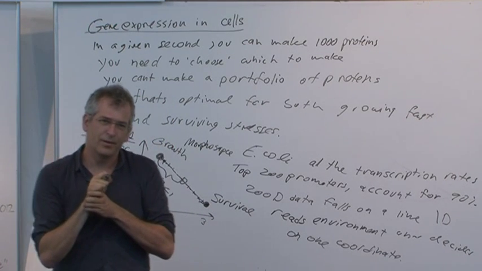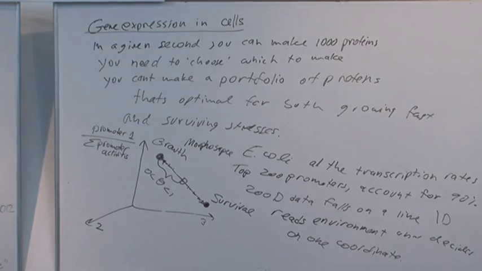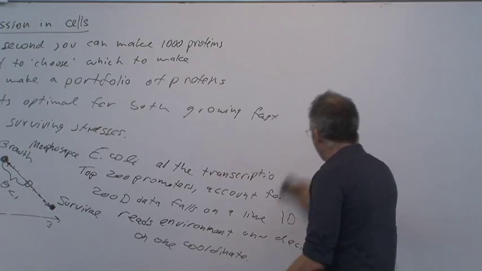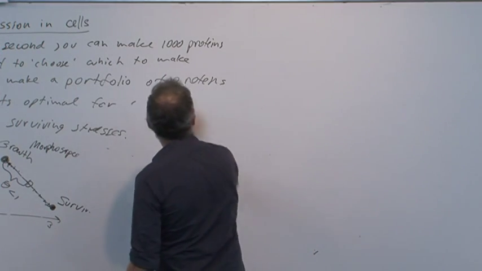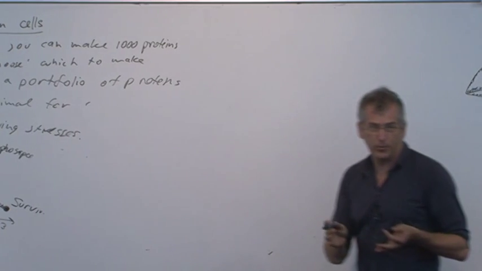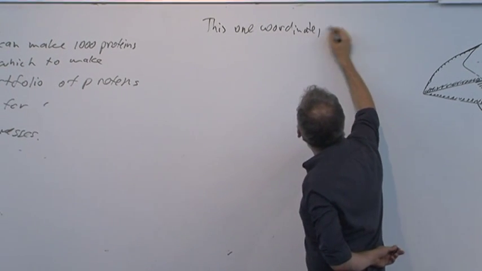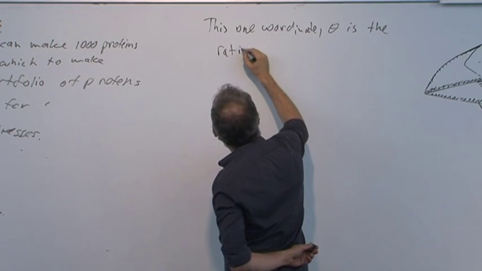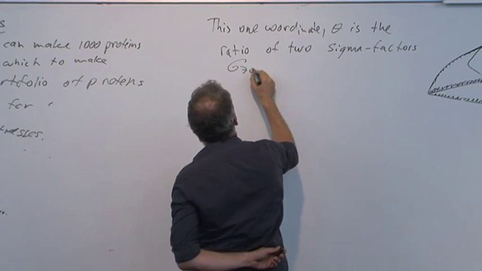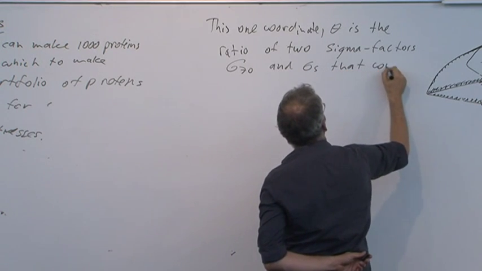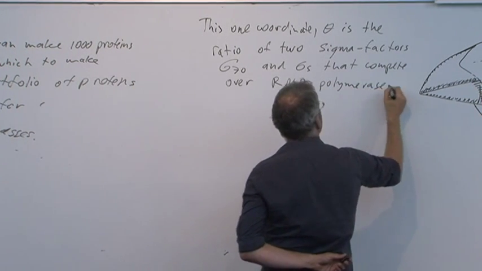All these complicated inputs and outputs, they collapse into some sort of simple constant parameter. Yeah, they do. They collapse on a single parameter, and I want to tell you what that parameter is, so you can have a satisfying sense of closure about molecular biology. So here's how transcription in E. coli works. You know most of this already. What I want to say is this one coordinate, theta, is the ratio of two sigma factors. I'll explain in a second. Sigma 70 and sigma S that compete over RNA polymerase. So let me explain this jargon.